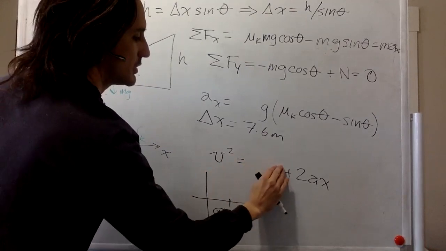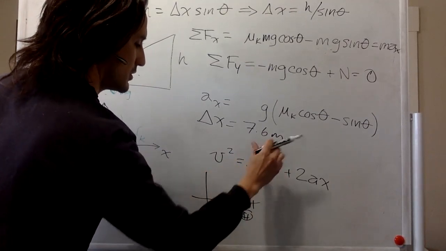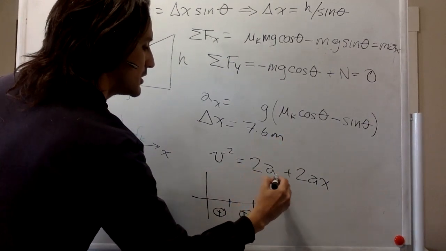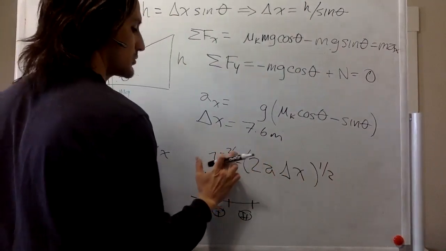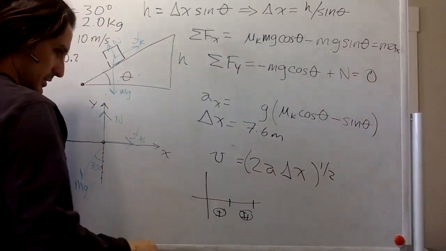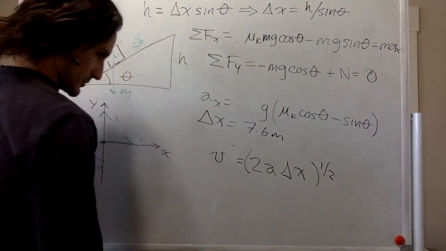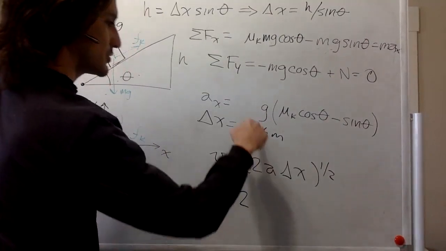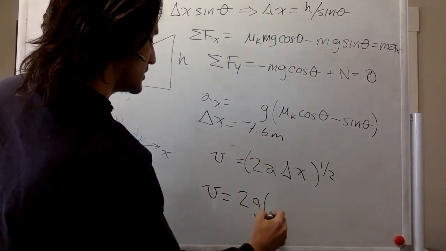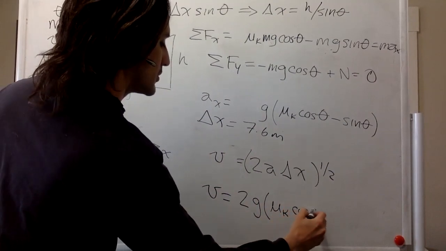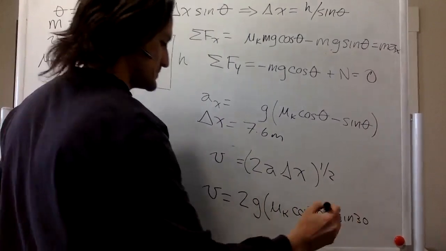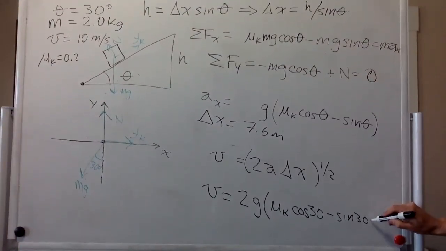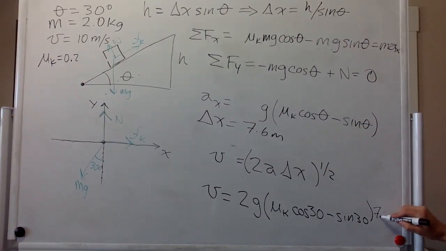And we want to know the velocity, so we can just take the square root of these. I'll do 1/2 on both sides. So this one becomes just v equals, 2 times g, mu k cosine 30 minus sine 30, times delta x, 7.6 meters. And this whole thing is to the 1/2.